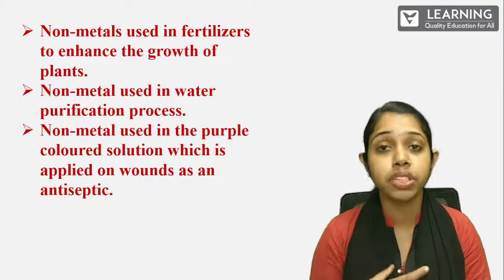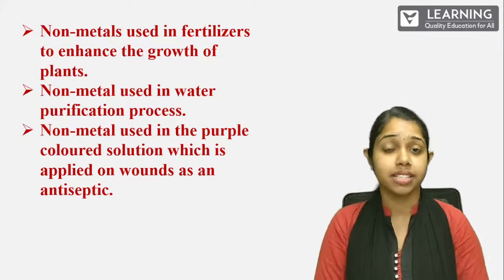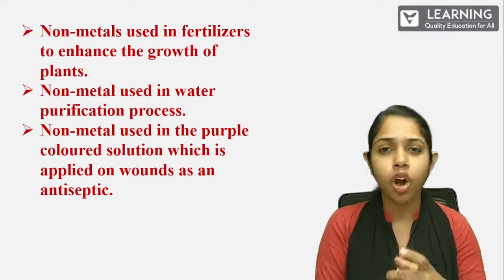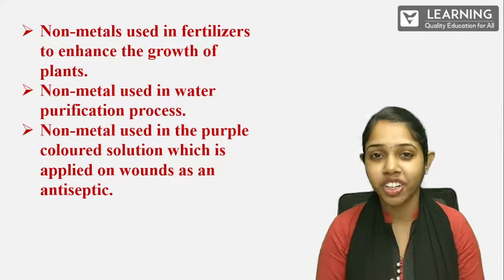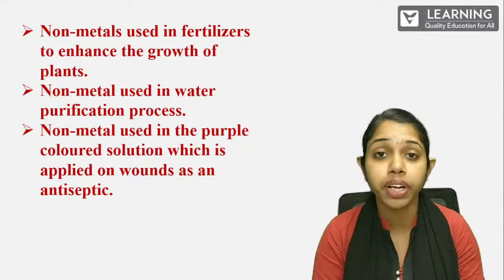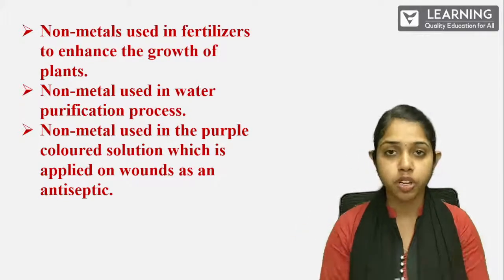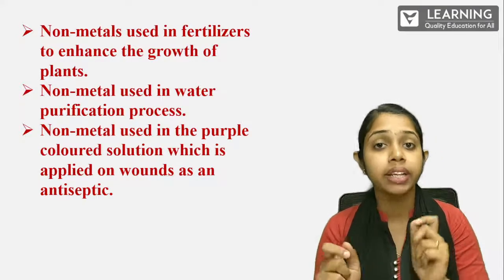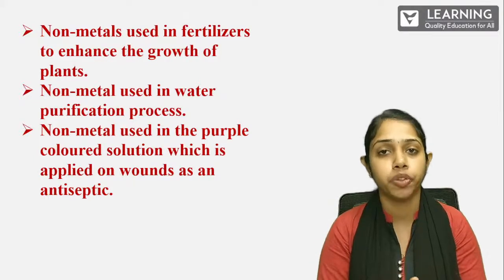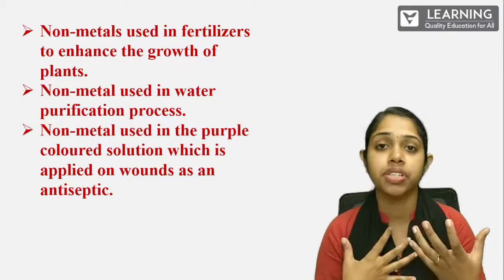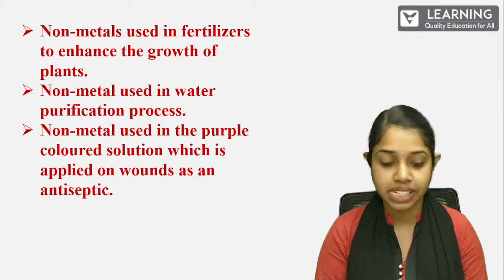And non-metals are used in a purple colored solution which is applied on our wounds as an antiseptic. Yes, non-metals are used as an antiseptic. You all might have seen that yellow color bottle. What do we call it? That is the tincture, we all call it, right? Yes, that is the tincture of iodine that we all use because whenever we get hurt, there is a wound. Whenever you go to hospital, they make sure they have to clean the wound, right? They apply this tincture first. Yes, this iodine is used in the preparation of this particular antiseptic. The tincture of iodine is used as an antiseptic in many of the medical fields.